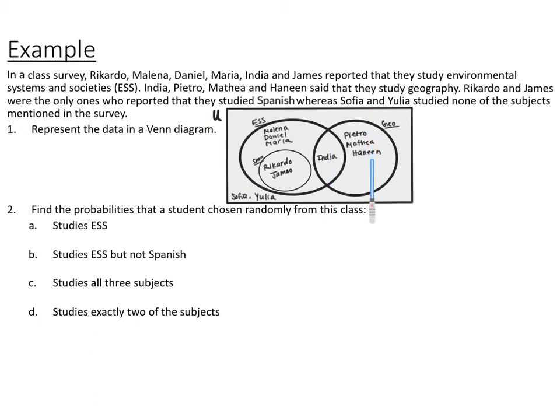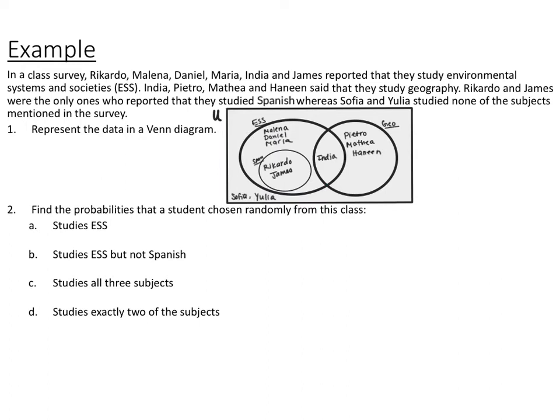Pietro, Mathea, and Hanine only study geography, so they're outside the ESS circle but inside geography. Ricardo and James study both ESS and Spanish. And so I put a circle inside the ESS circle to represent Spanish because those are the only overlap there. So I put Ricardo and James inside this smaller Spanish circle. And then Melina, Daniel, and Maria are outside that circle but still in ESS because they are only taking ESS. And then Sophia and Yulia, they're outside all the circles but inside the rectangle because they're in the sample space. They're in the universal group, but they're not taking any of these classes.